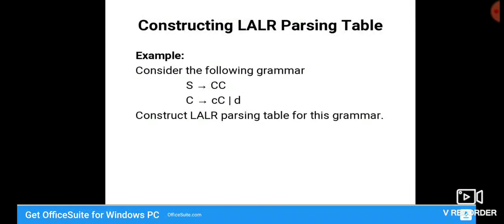So we consider the same grammar which we used for constructing the CLR parsing table, because since the beginning of this lecture I have been saying that in constructing the LALR parsing table we have to first construct the CLR parsing table, because from there only we will derive and merge the states or the items, whatever you say. So we take the same grammar, and we construct the LALR parsing table for this grammar.